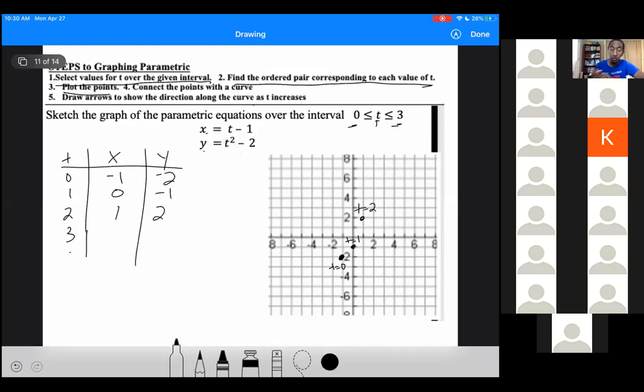Notice I'm writing t equals on the graph. When you graph a parametric, you have the t equals, so you can see as the parameter is increasing, where are the points. Plug in 3. 3 minus 1, 2. Plug in 3 here. That's 9 minus 2, 7. So (2, 7), t equals 3.